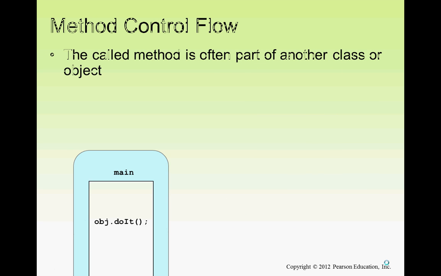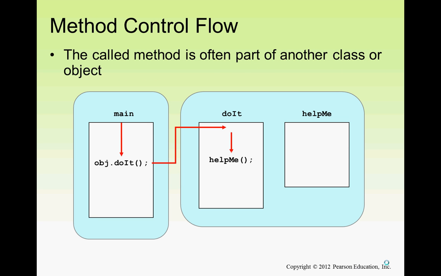If the called method is part of another class or another object, you have to call the actual object. You go through the name of the object and then you get to the method, and then it will take you through, do each step of that method, and then return back to where the method was called from.